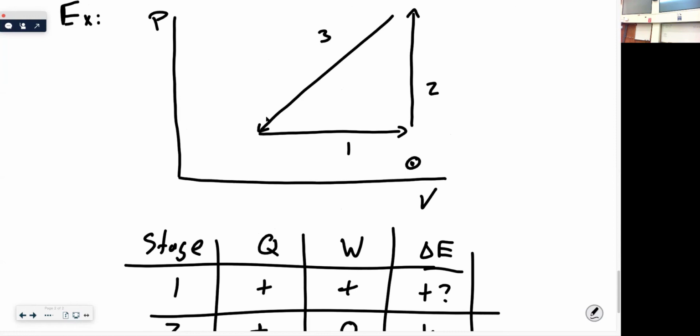Exactly right. We know that this is a cyclic process to go through this whole thing. We know that the delta E total of the whole system has to be 0 if we've come back to the same place on the PV diagram. Since it was positive in both of the other legs, it has to be negative going back towards where we started from.